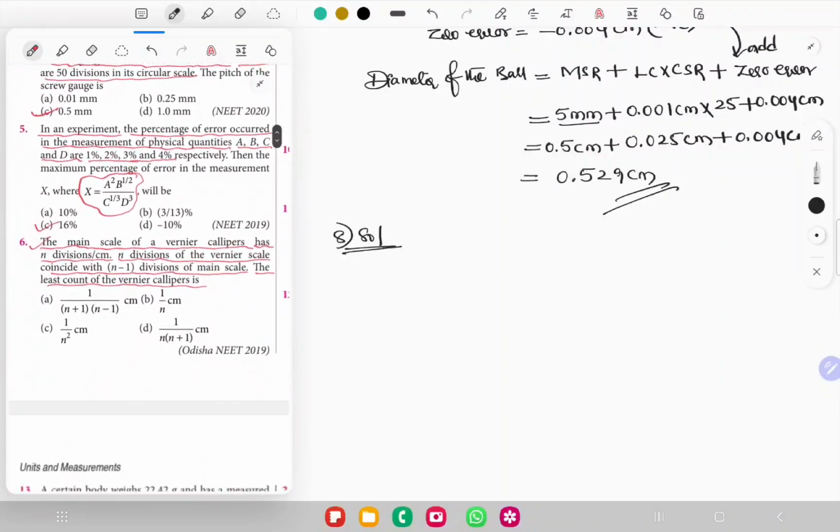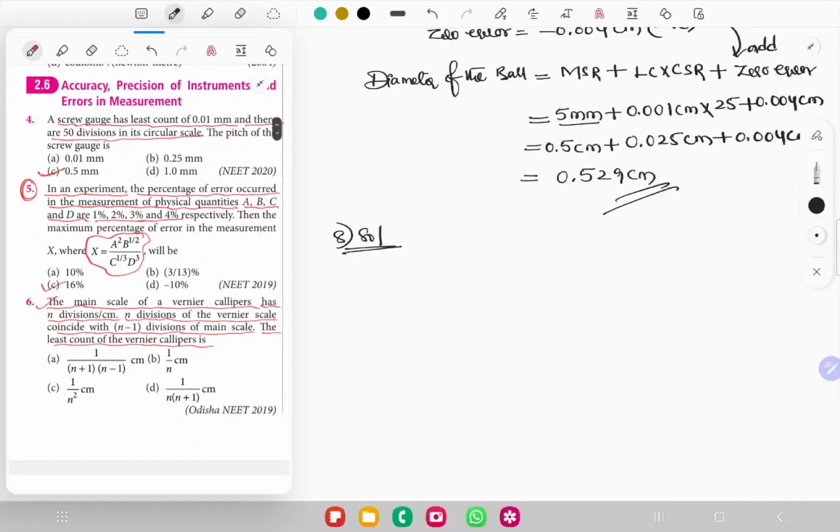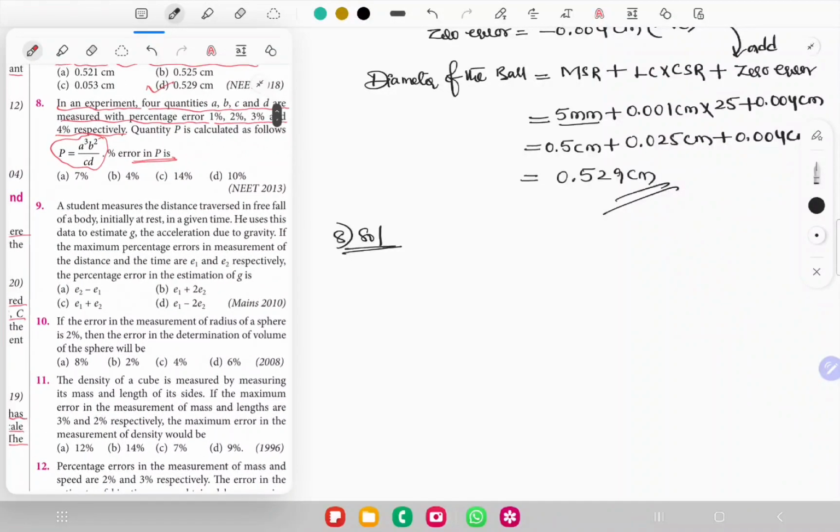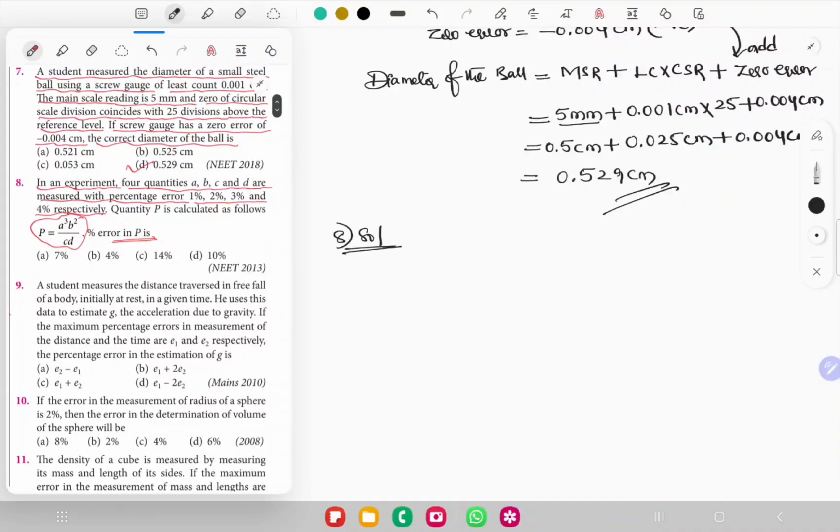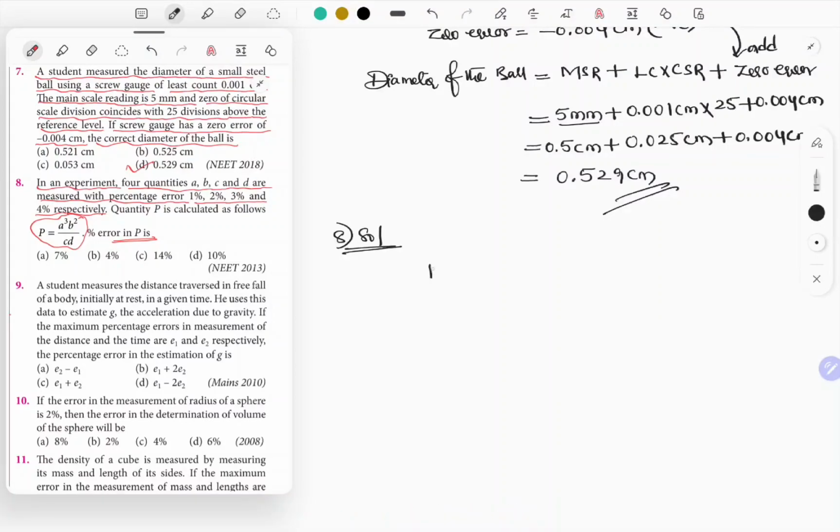This question is exactly similar to the question number 5. Same process. Let me repeat that. If you want to solve it by pausing the video, then you can go through the solution. The formula they have given is P is equal to A power 3 B power 2 divided by C into D. They need percentage error in P. So percentage error is delta P by P into 100. Percentage error in P is 3 times of, I've already told you, this 3 comes as a multiplier.